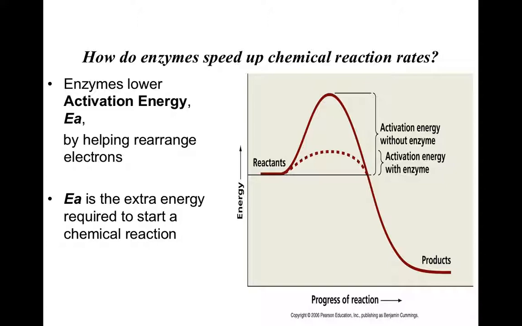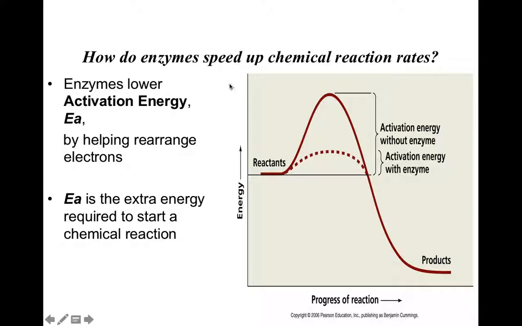Normally, if there weren't any catalysts, the activation energy would have to be supplied by the kinetic energy of the molecules. And usually at like physiologic temperature, most of the molecules are moving so slowly, they don't have enough energy. They don't have that extra activation energy to trigger the electron rearrangement.